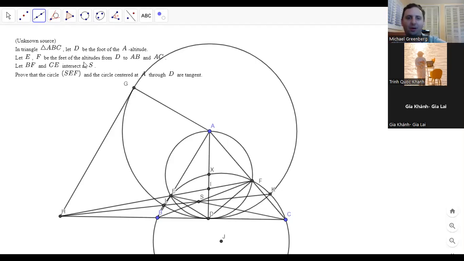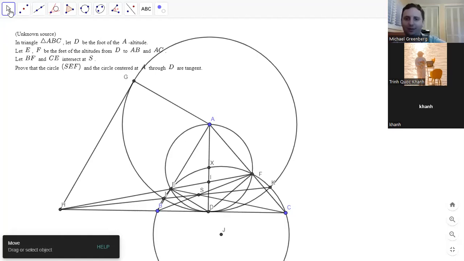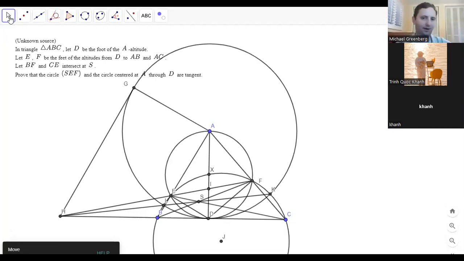So yeah, this is a problem I saw recently. I'm not sure what the source is, but it looks really interesting because it starts out as an easy problem, but it looks like it might be a little bit harder.